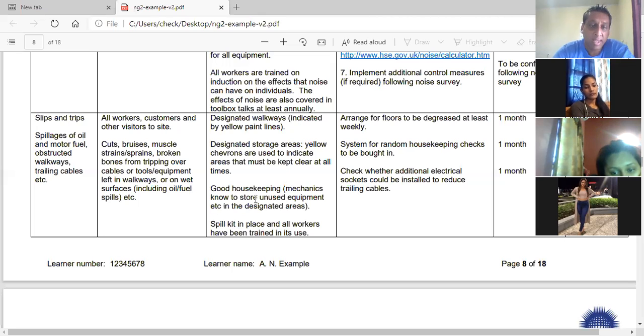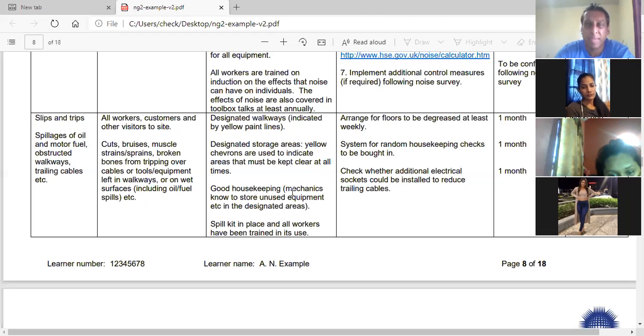Good housekeeping, mechanics know to store unused equipment in the designated area. Now, if this is true, again, this is my take on this, then why are we still having spillage of oil and, well, fuel then, right? Then this is not true. So this could be rewritten: generally, housekeeping is of a good standard and mechanics know to store unused equipment, etc., in the designated area. But you can still say that maybe trainees may leave open containers or fail to close containers, which results in spills from time to time.